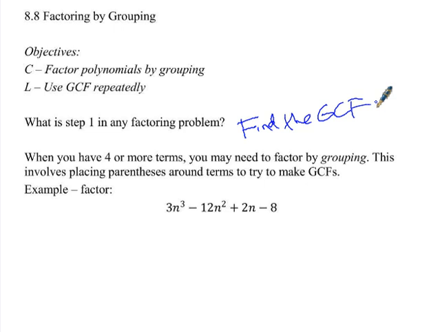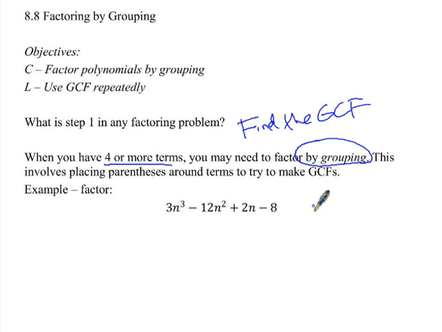Now we've been dealing with problems that had two terms, and problems that had three terms, and now we're going to have four or more terms. If you have four or more terms, you need to factor by grouping. This involves placing parentheses around terms to try to make GCFs appear, okay? So for example, we have 3n to the third minus 12n squared plus 2n minus 8.